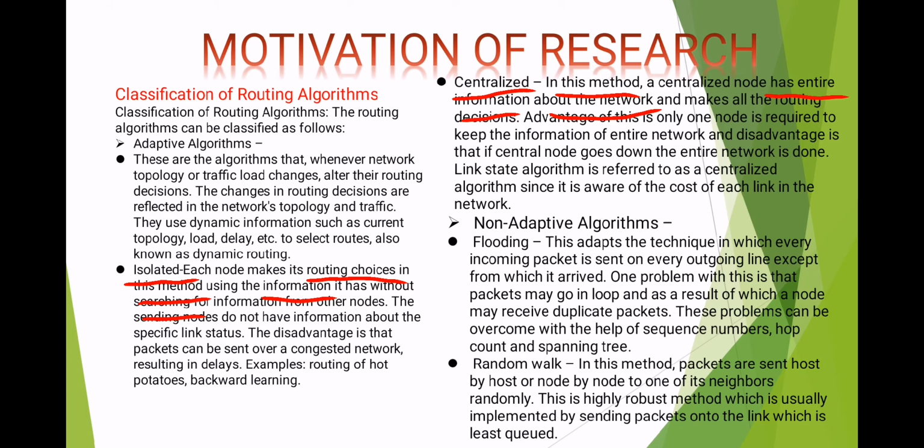And the non-adaptive is also divided into two types: flooding and random walk. Flooding is where an incoming packet is sent to every outgoing line except the one it arrived on. In random walk, packets are sent hop by hop.